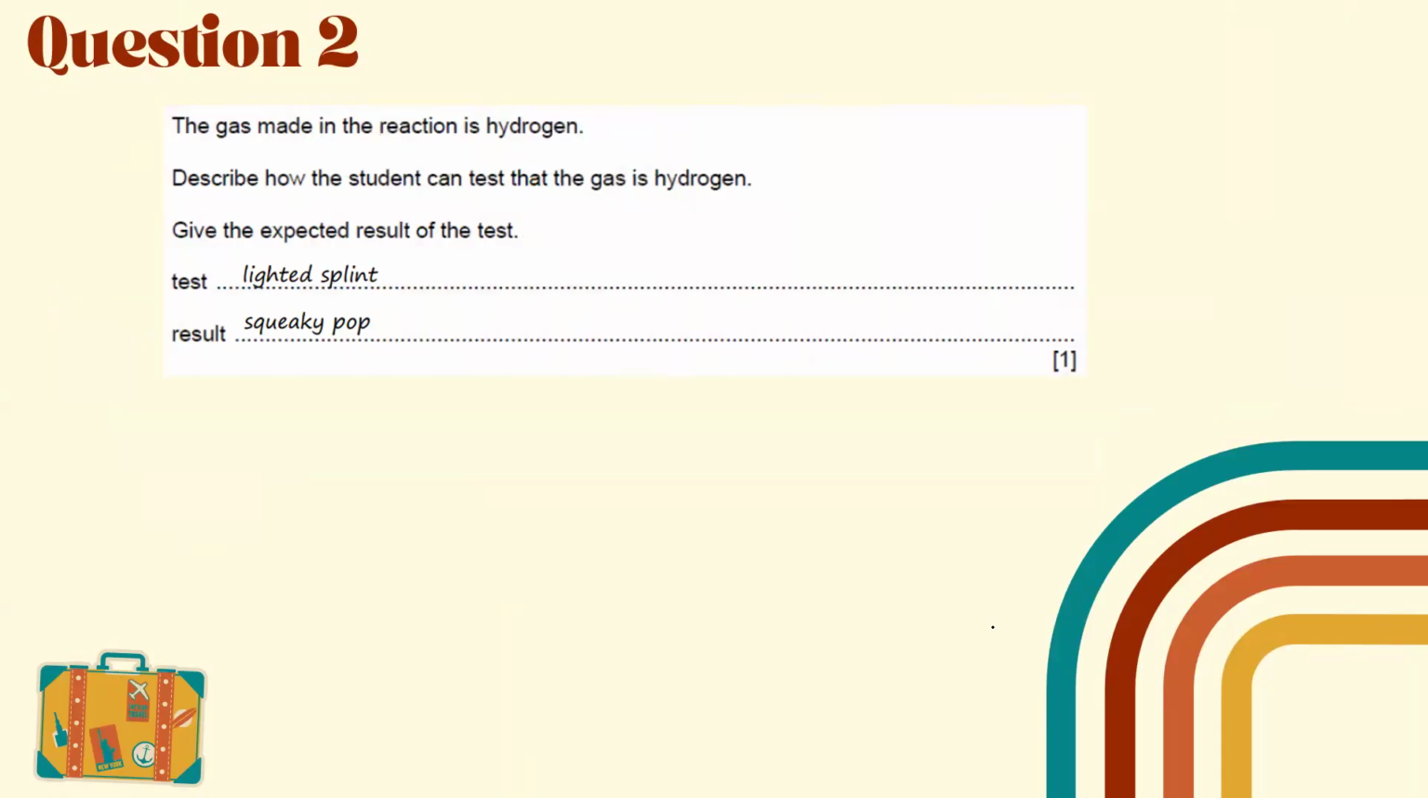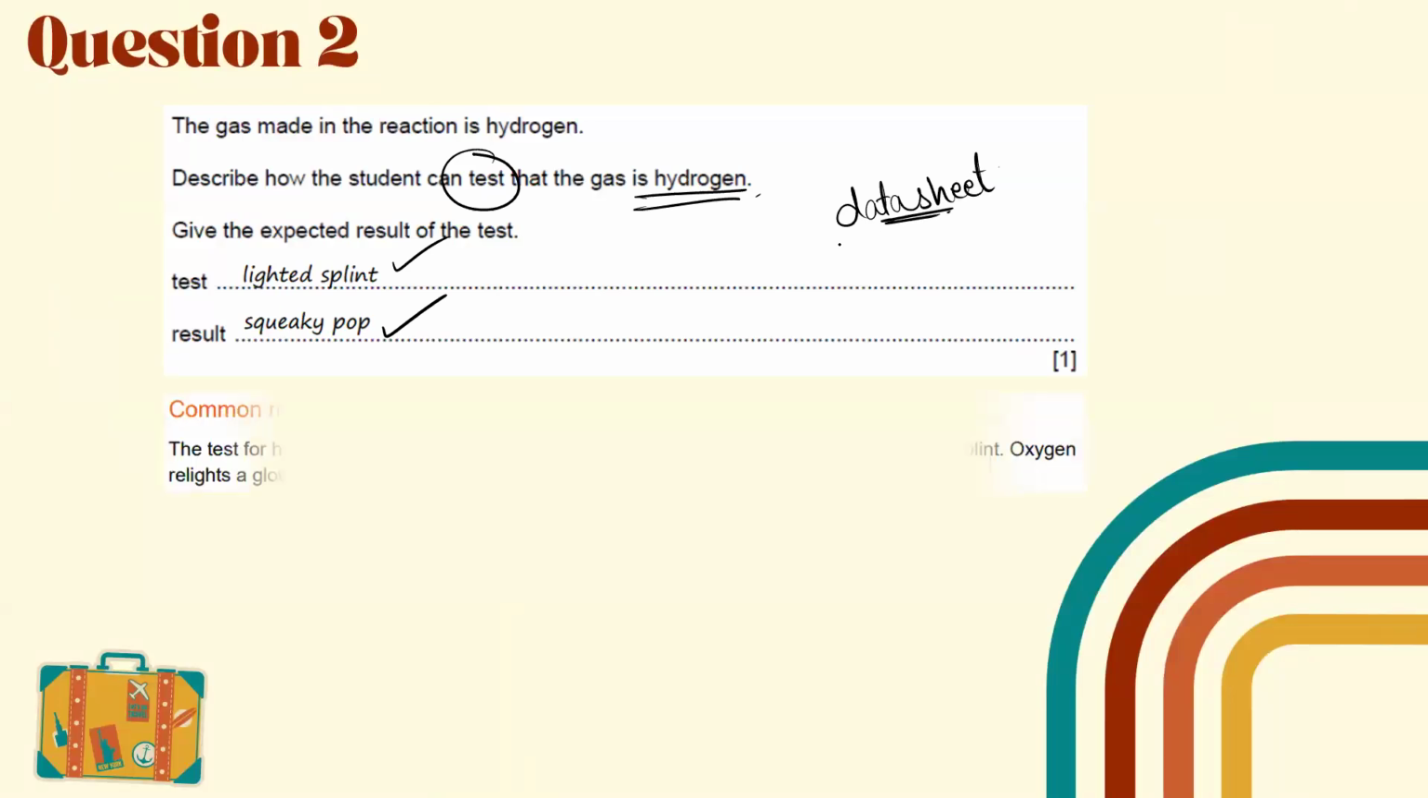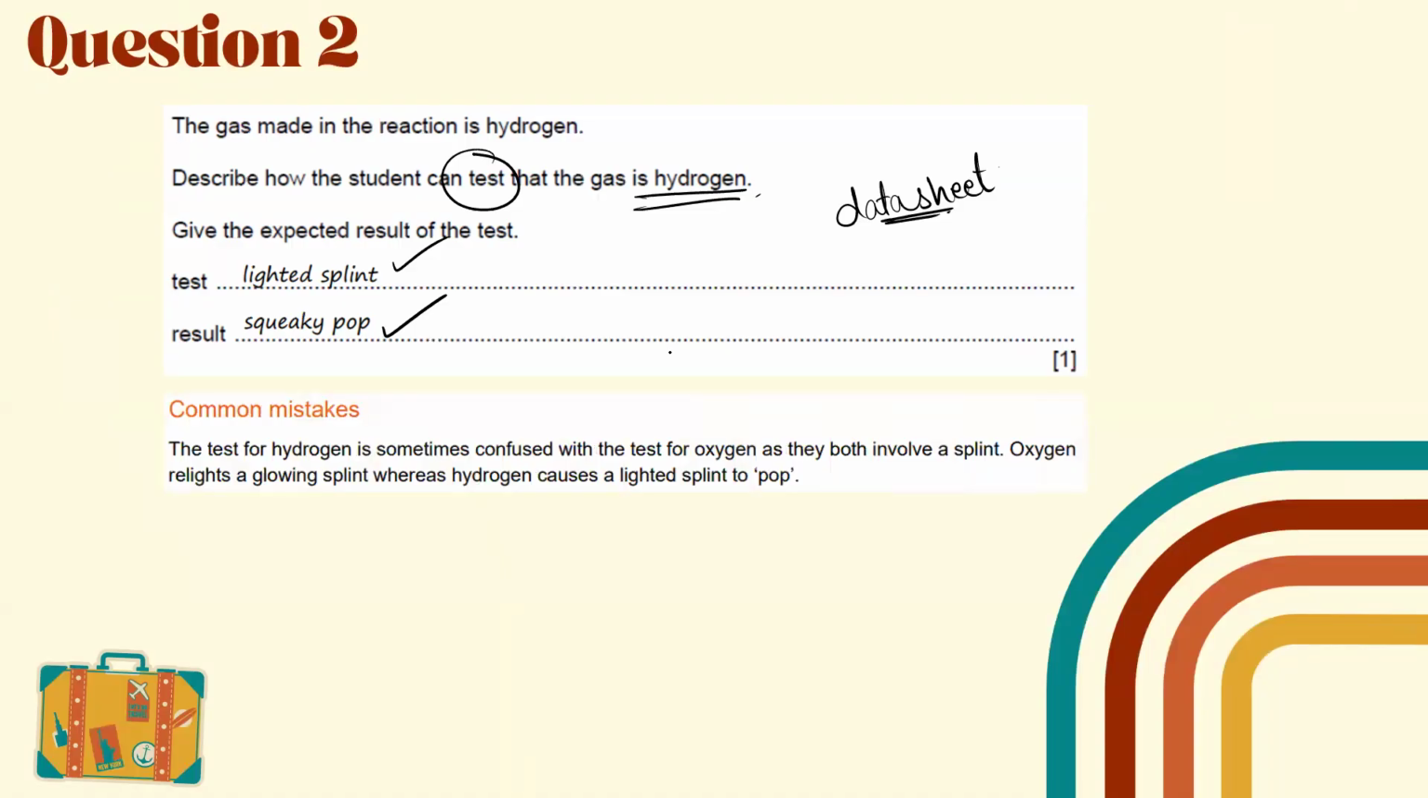The gas made in the reaction is hydrogen. Describe how the student can test that the gas is hydrogen. Always remember the tests for the gases and learn them from the data sheet. Although they are given in the data sheet, it's better to learn them and write the full words. A common mistake students make is that the test for hydrogen is sometimes confused with the test for oxygen. The test for hydrogen is a splint test, and the test for oxygen is also a splint test.